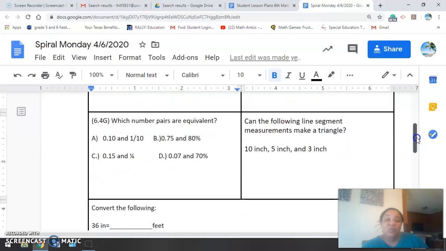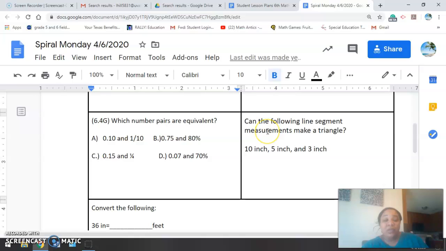The next one is which numbered pairs are equivalent. Now, equivalent means equal. So you have A is 10 hundredths equal to 1 over 10. B is 75 hundredths equal to 80%. C is 15 hundredths equal to 1/4. Or D is 7 hundredths equal to 70%. You may have to do a little conversion there, okay? Especially with your decimals, you may have to turn those into fractions to see if that's equivalent. And also with your other decimals, you have to move your decimals back 2 spaces to see if that's equal to that particular percentage, okay?